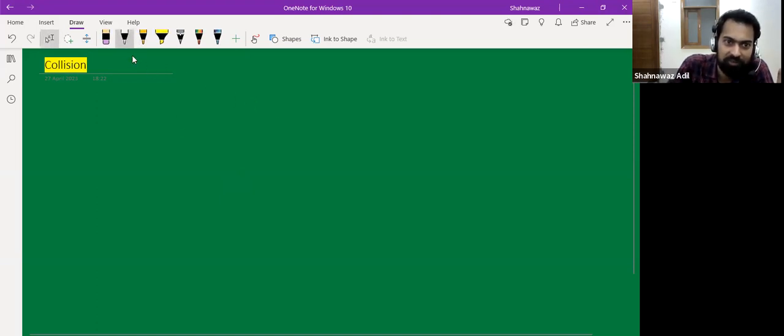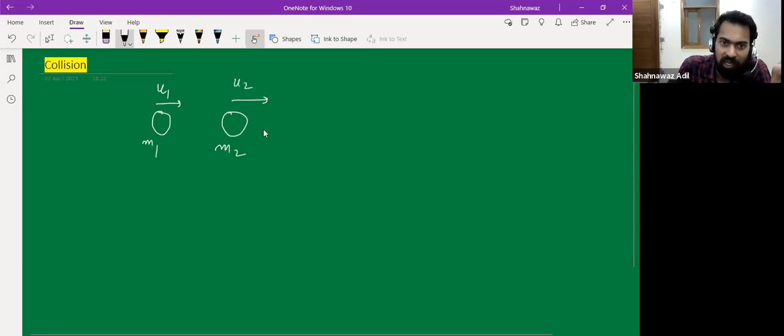Let's say you have one object here which has mass m1 and which is moving with some velocity u1, and another object which is moving in the same direction and has some initial velocity u2, and this one comes here and they collide. So with u1 velocity, and this was moving with u2 velocity, masses m1 and m2.